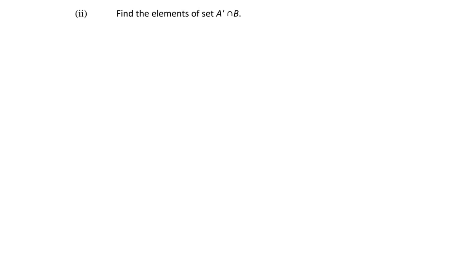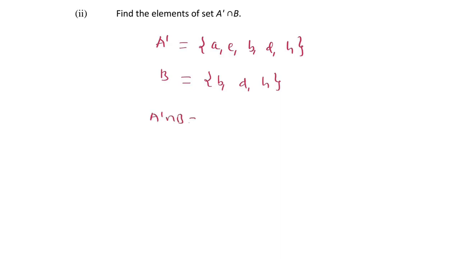Okay, so for Roman 2, we are supposed to find the elements of set A complement intersection B. Okay, so from the figure, set A complement has the following elements, which are A, E, B, D, and H. And elements in set B are B, D, and H. Then we can see that A complement intersection B is the set B, D, and H. And this is going to be our answer.